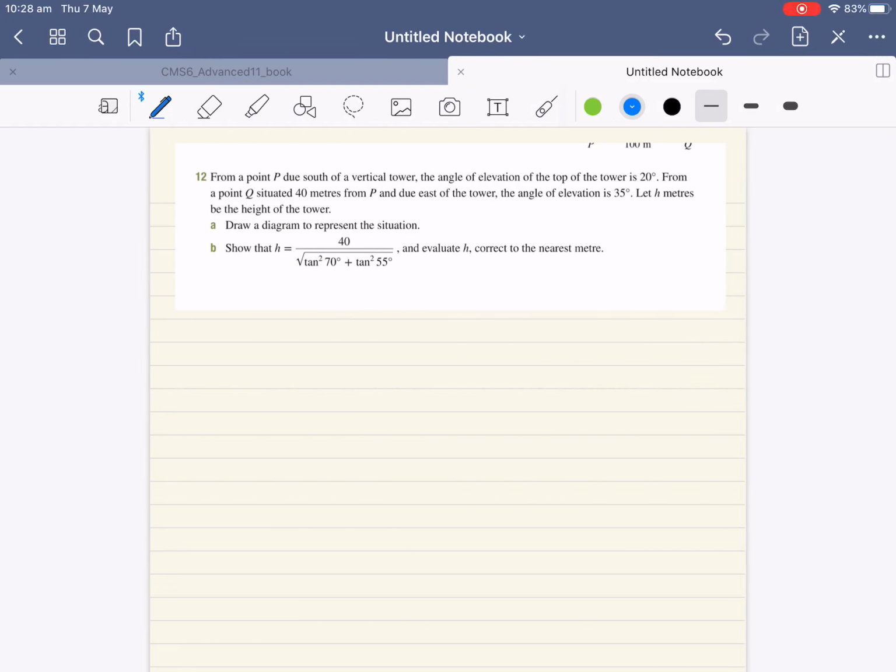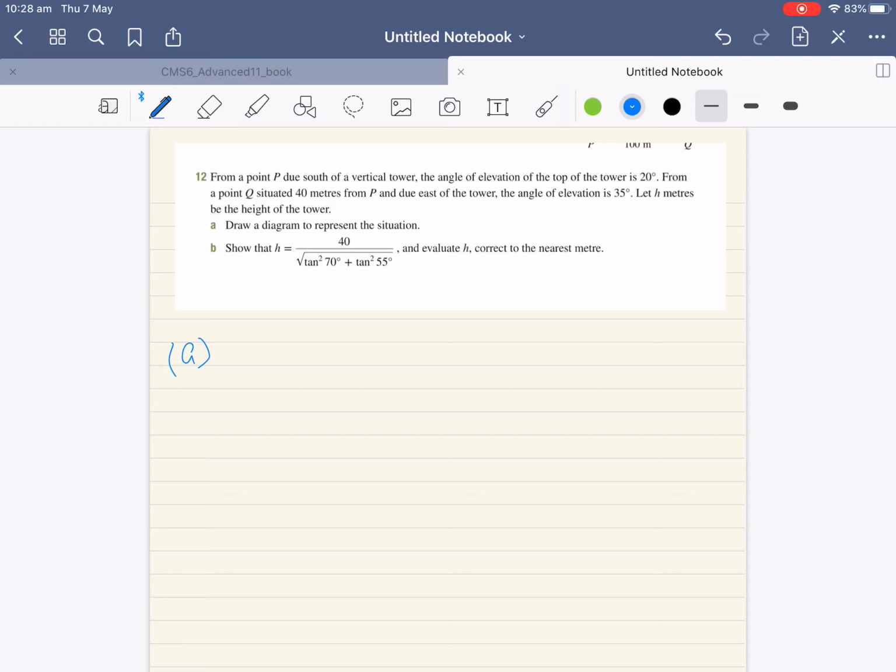All right, so for question 12, this one here is noticeably trickier. So you'll go through the rest of the exercise. Questions get progressively harder, and then you get to this one here. So for part A, they want us to draw a diagram to represent the information. This is great when they do that because you need to draw a diagram anyway. It's better that you're getting marks for it.